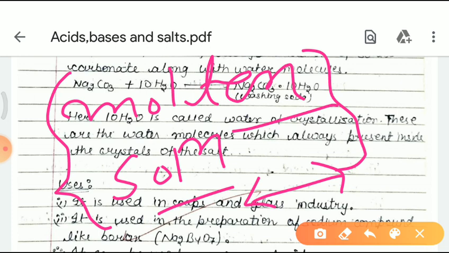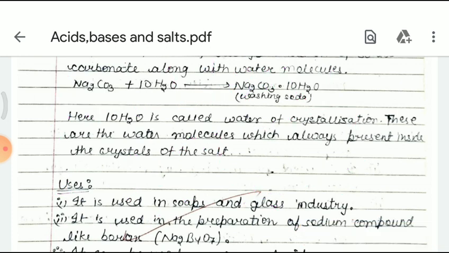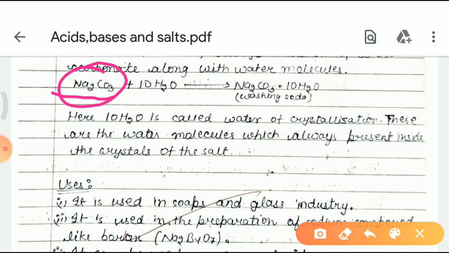किसी भी साल्ट के क्रिस्टल्स फॉर्म होने की प्रोसेस में जो वाटर मोलिक्यूल्स इन्वॉल्व होते हैं या काम में आते हैं, उनको हम क्या बोलेंगे? वाटर ऑफ क्रिस्टलाइजेशन बोलेंगे, राइट। So in this case, this sodium carbonate, if it is recrystallized, or if its crystallization takes place along with 10 molecules of water, then Na2CO3.10H2O is formed. This Na2CO3.10H2O is called washing soda, right?